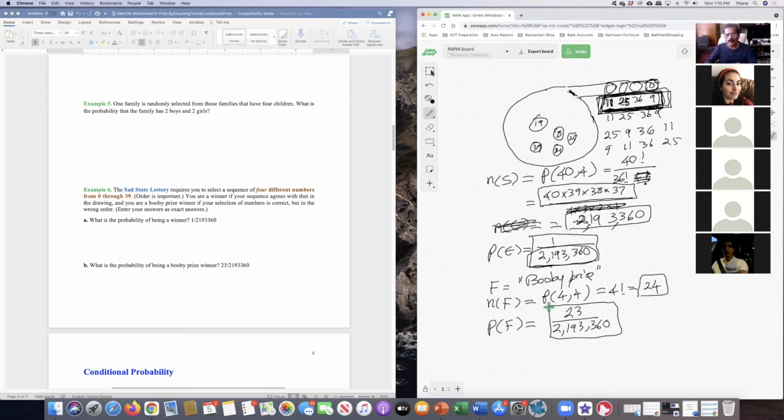But when you are doing this problem, you cannot look at it that way. You have to figure it out this way. You have to calculate all the different ways of rearranging the numbers, and then there are 24 of them, so 23 of them will make you a booby prize winner. That's how you have to look at it to do the problem.